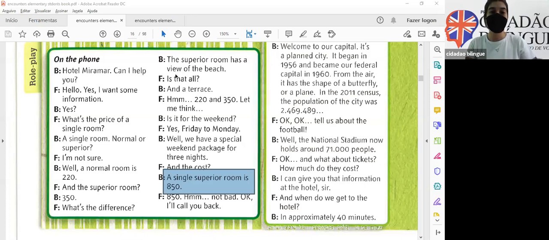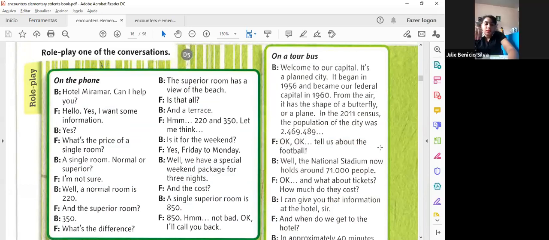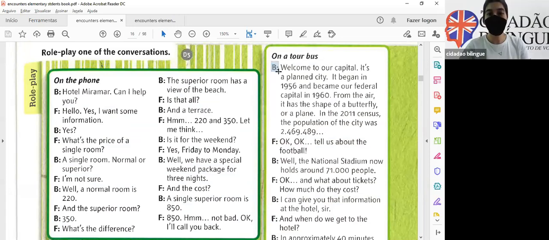Okay, let's continue. On a tour bus, okay? Now, I am going to choose Luana, you are going to be B, and Julie, you are going to be F.